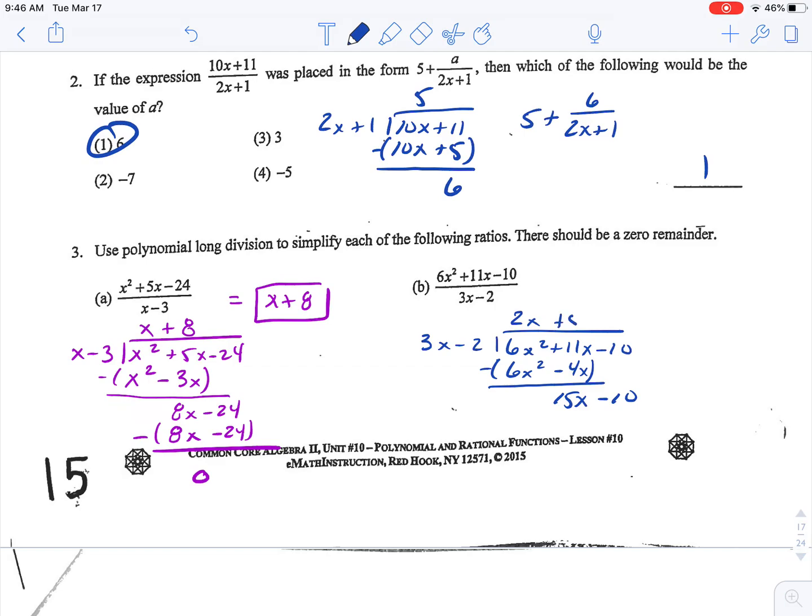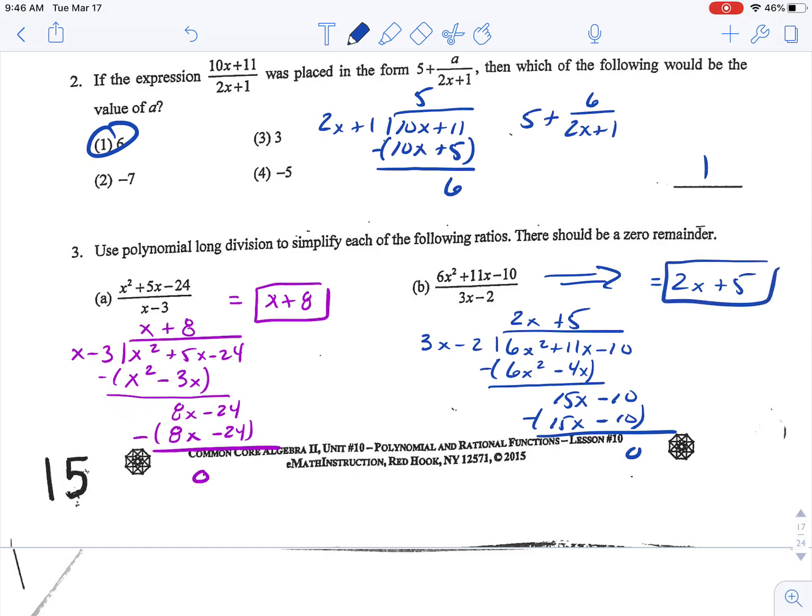Okay, now 3x times 5 would give us 15x. Distributing the 5, we get a 15x and a minus 10. Subtracting, again, the remainder 0. So here we get a final answer of just the quotient 2x plus 5.